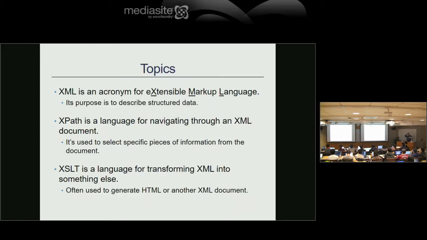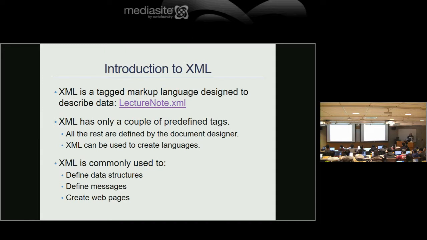So XML is extensible markup language. XPath and XSLT are the words I just said. So let's go. XML is a tag markup language designed to describe data. And for some reason, this link doesn't work, so I won't click on it, but it takes you to something very like the lecture note. XML only has a couple of predefined tags. The XML declaration starts with the XML tag, question mark XML. But all the rest aren't defined.